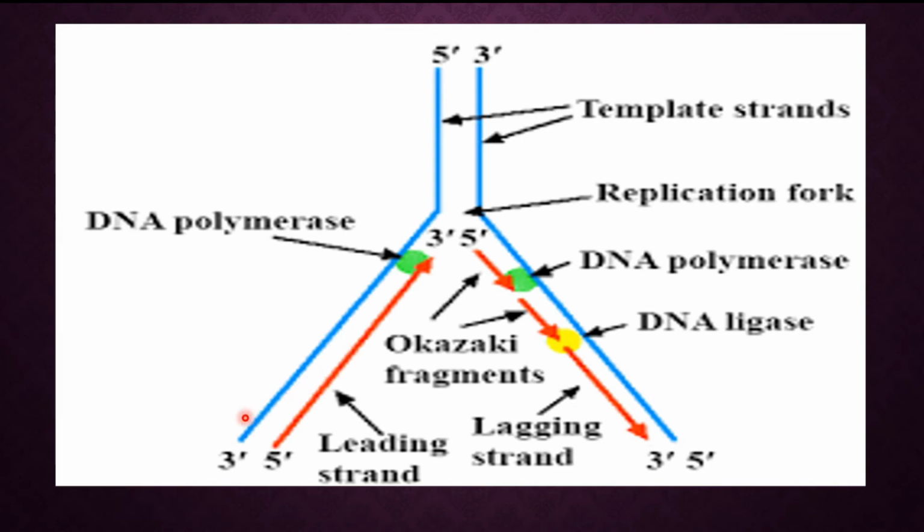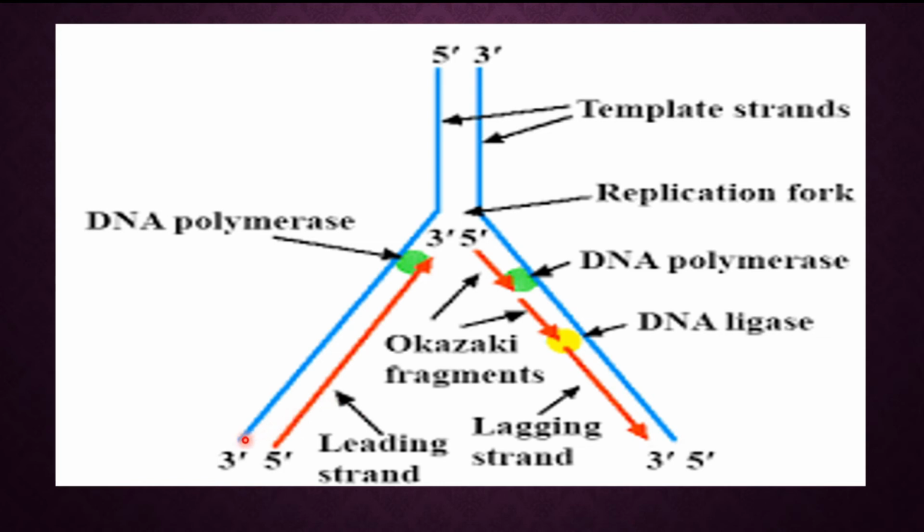Means what? Suppose here adenine is there. What will this RNA primer do? It brings thymine from the nucleoplasm to attract adenine and it will form bonding. If cytosine is present here, this RNA primer will search for guanine and it will bring it and attach it over here.